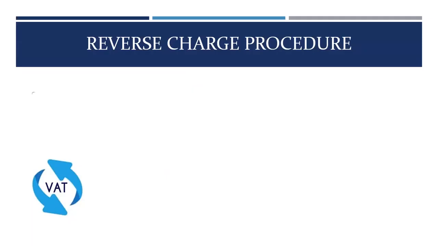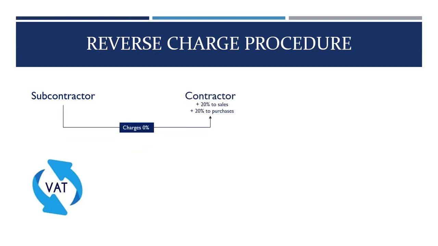So, reverse charge procedure. I hope you all try and understand this. The subcontractor charges VAT at zero rate to the contractor, and the contractor then adds VAT onto that as a purchase and onto that as a sale. So in box one, if it's £1,000, the contractor will put in box one 20% VAT, and in box four 20% VAT, and box five, which is the difference, equals 0. But that's what you are supposed to do. This is what the reverse charge procedure is.